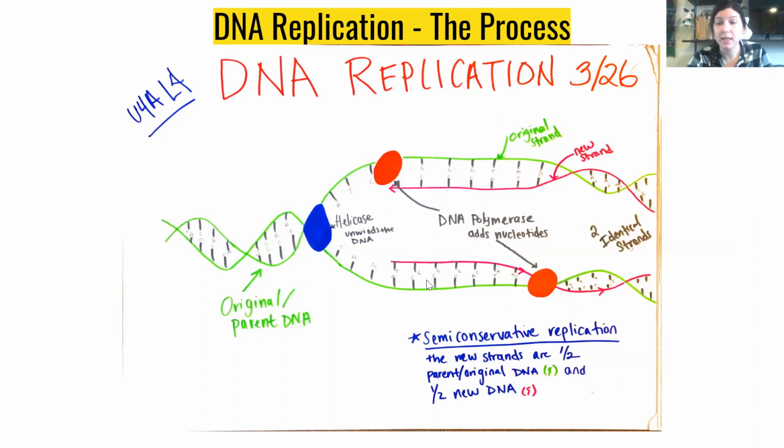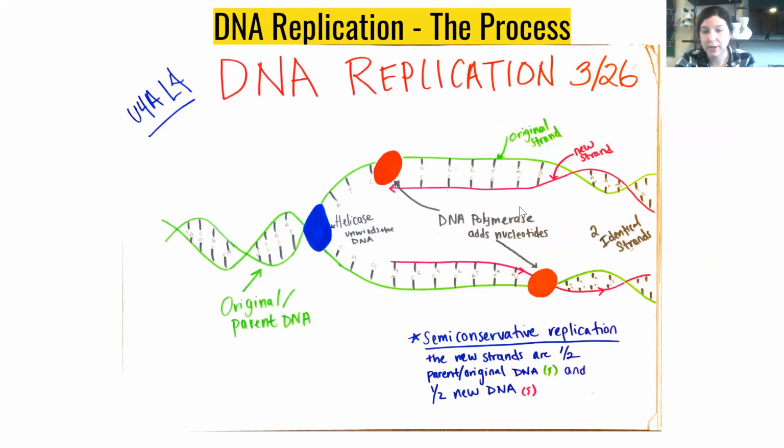And so when the helicase unzips or unwinds the DNA, we're able to add new bases to it. And so this red enzyme, which is called DNA polymerase, is going to add those nucleotides to these two strands of DNA. So our two original strands, for example, have G, G, G, T, and are going to get new nucleotides, and the DNA polymerase is going to add a C that matches with a G, another C that matches with a G, so on and so forth.